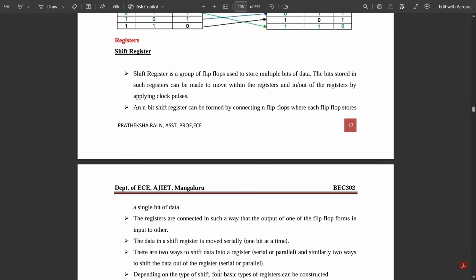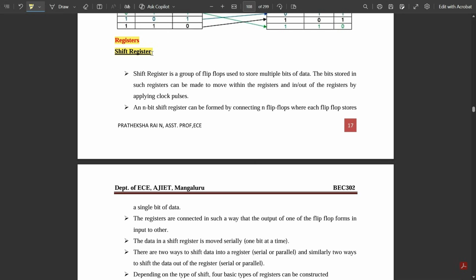JK, T, and D flip flops. Okay, so in this video, we are going to be seeing some of the shift registers, which are often used in the construction of flip flops. They are basically a group of flip flops used to perform multiple bit operations at the same time, simultaneously.